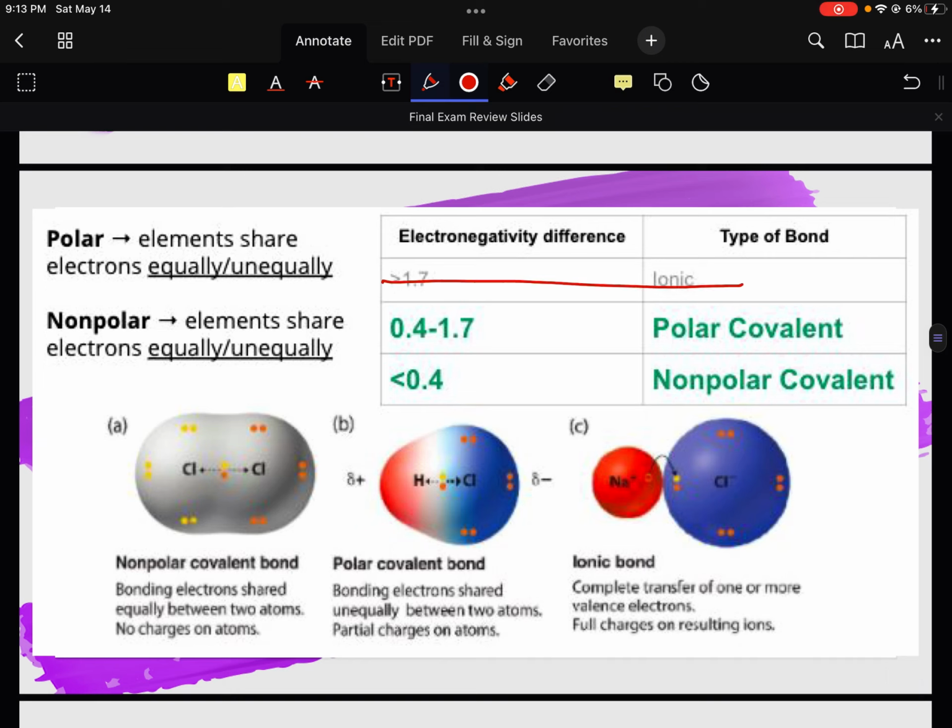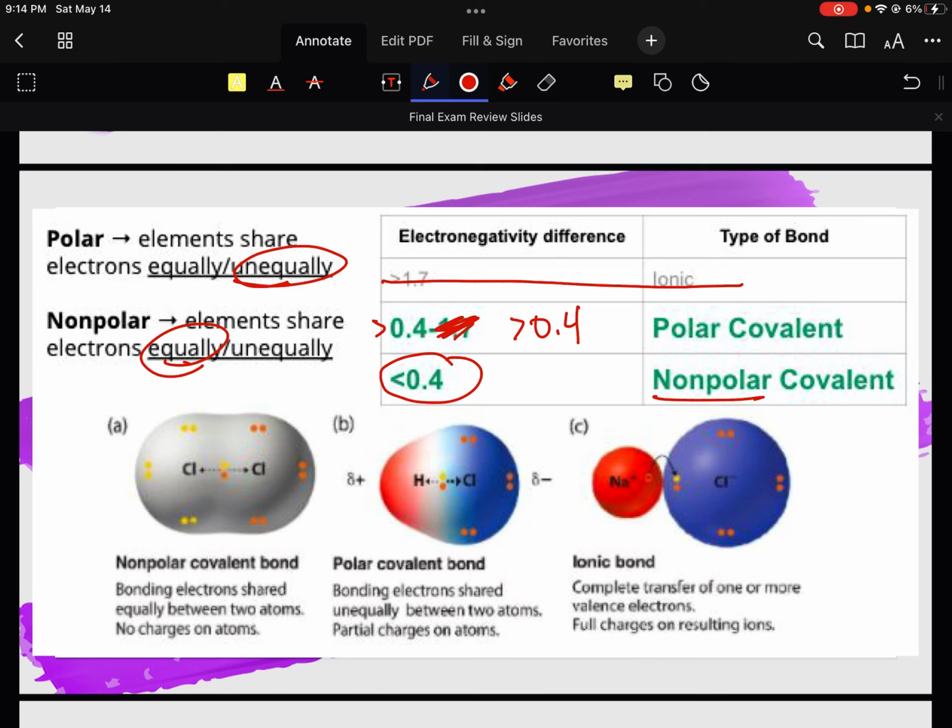We're not really concerned with ionic. Mainly, if you can just remember that less than 0.4 is nonpolar, and greater than 0.4 is polar, then that makes it easier. You don't really have to worry about this 0.7. And again, polar is sharing them unequally, somebody is hogging them, whereas nonpolar is an equal share.